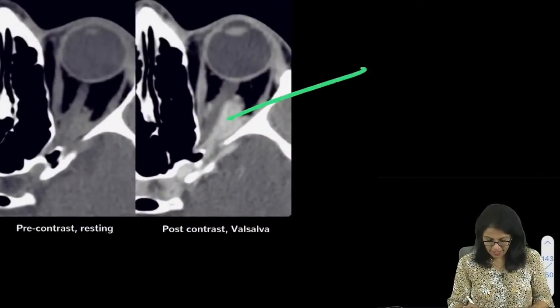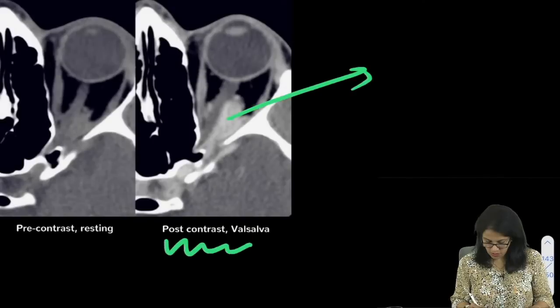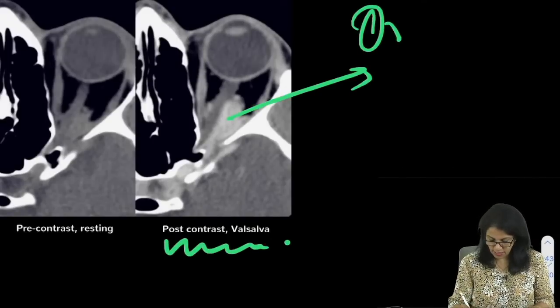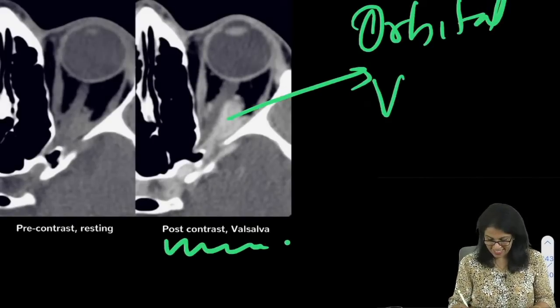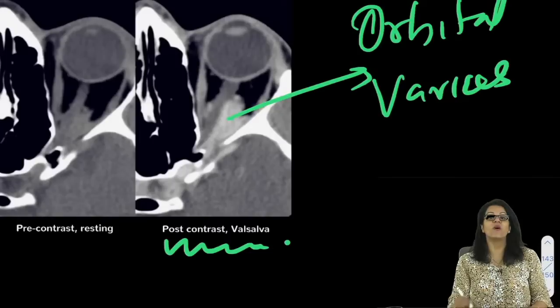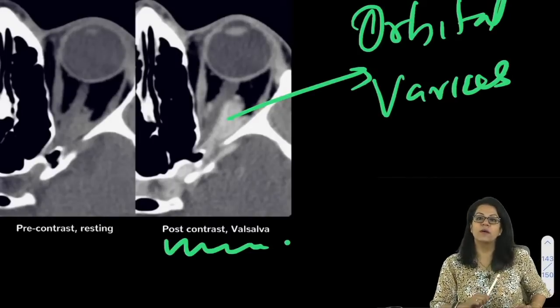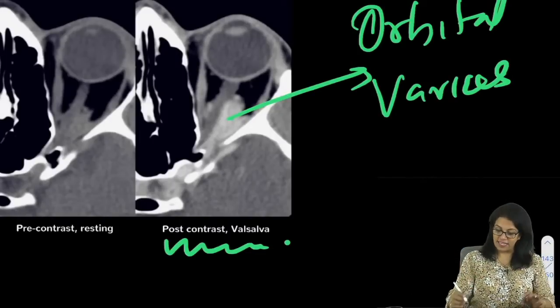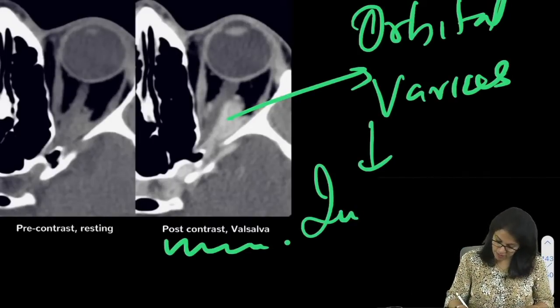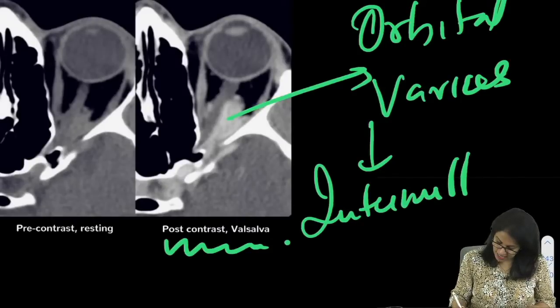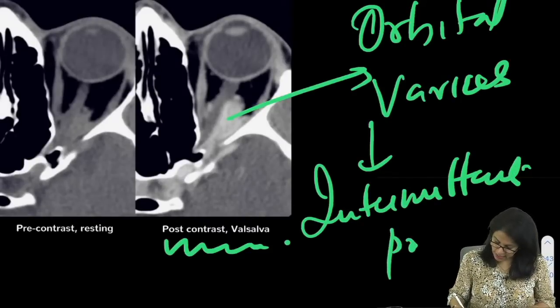Now, this is a more irregular mass. This is actually a varix. See, on post contrast after Valsalva, what do you see? These are orbital varices. Please remember, one is pulsating proptosis, and one is intermittent. The only cause of intermittent proptosis is your orbital varices. Hope you will not forget this.